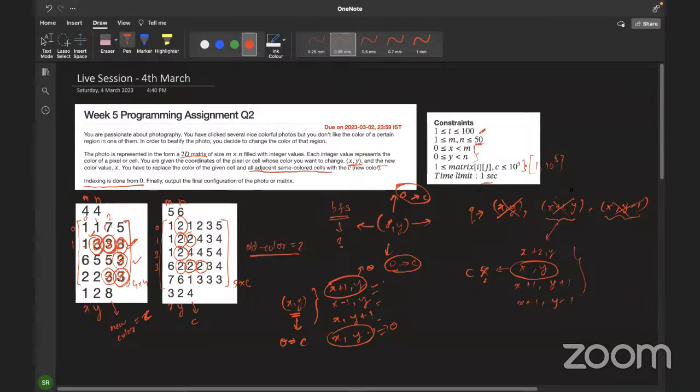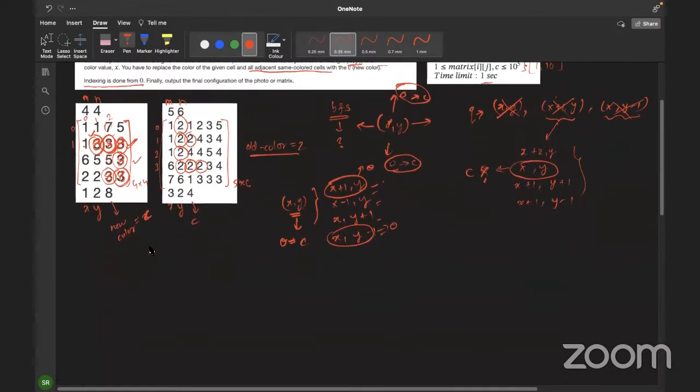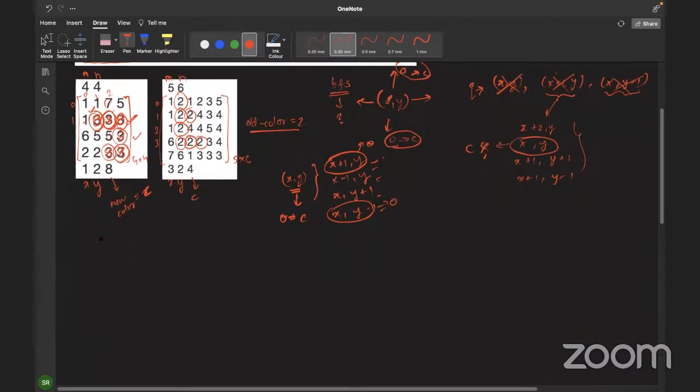And as Mihir mentioned, this is the flood fill algorithm. It is a famous algorithm, and you'll find many questions based on this type of problem. And this is a pretty good approach to the flood fill algorithm. So let's just run a case.